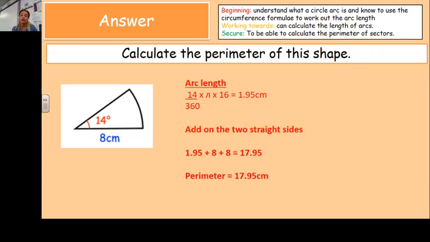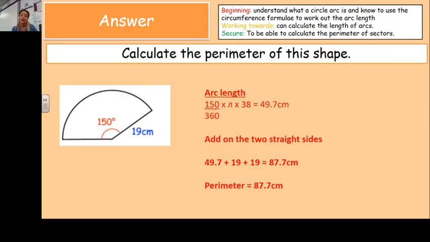So let's look at the first one in a bit more detail. So we've got to work out the arc length first, which is the curved section. So we've got 14 degrees out of 360. 360 is a full circle. Times pi times 16, because the diameter in this would be double 8, which is 16. That gets us an arc length of 1.95 centimetres. Don't forget to then add on the 2 straight sides to work out your full perimeter. So it's 1.95, add 16, which is 17.95. So the overall perimeter is 17.95.